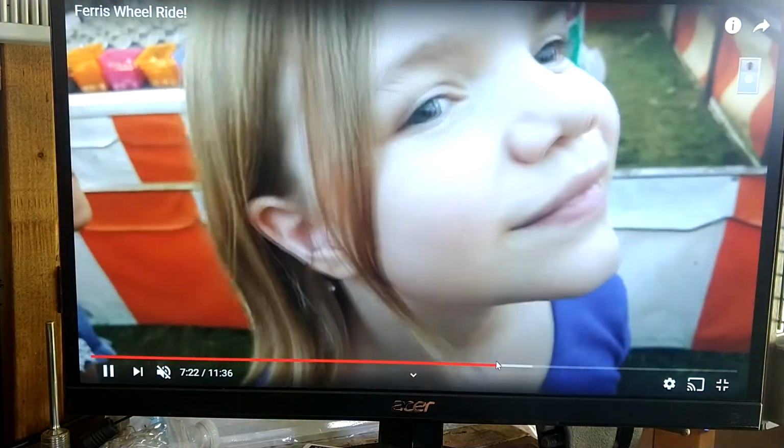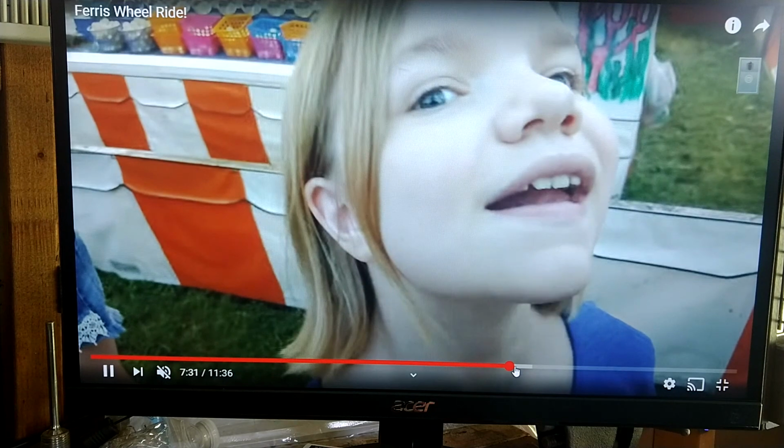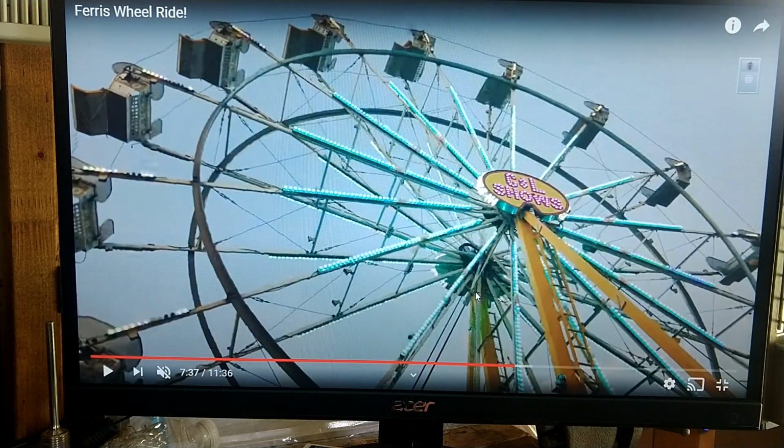They're going faster. Well, there's some little girl for some reason. Wow. So I just wanted a shot of this, and now I got the little girl in the video.